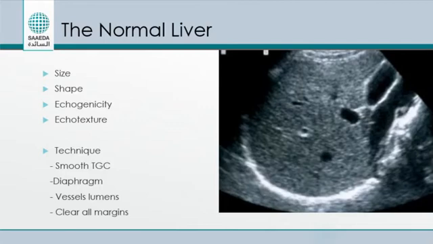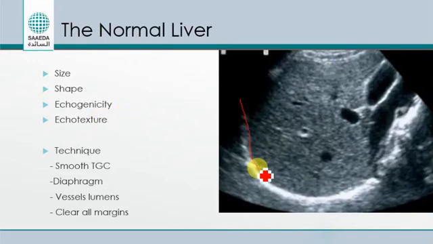While the ecotexture is the smoothness of the liver. Is it rough? Is it smooth? And in what pattern is it? We will talk a lot about it in the following slides. In order to make this evaluation accurate, we need a good technique. That means we have a smooth TGC curve, and in every patient, we should try our best to visualize the diaphragm, like for example, in this case, I hope you can see.